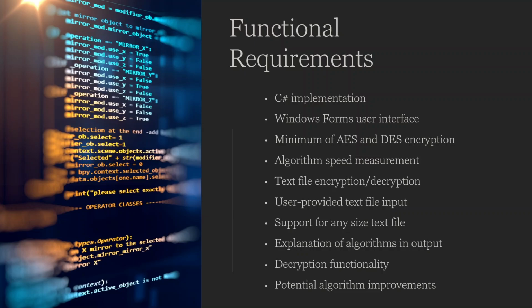Another requirement is I wanted to at least have AES and DES encryption implemented. Whenever I made this list, I wasn't entirely sure how complex these algorithms were going to be. And, as I've researched them, they're pretty complex. So I wanted to at least get on paper that I would have AES and DES encryption within my project. I still plan to have elliptic curve cryptography, RSA, and Diffie-Hellman if I can, but I wanted to have a minimum of AES and DES encryption.